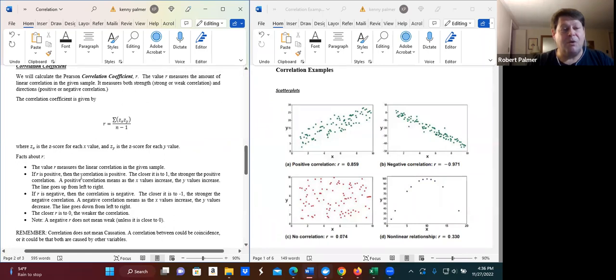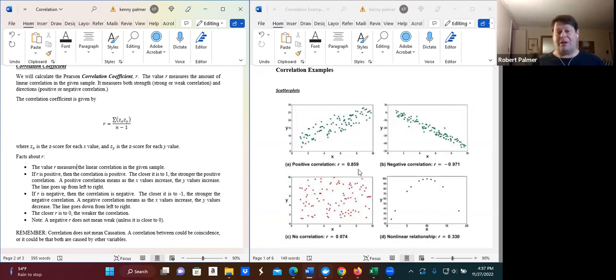If r is positive, then the correlation is positive. The closer it is to 1, the stronger the positive correlation. Positive correlation means as the x values increase, the y values increase. The line goes up from left to right. So that's a good example of this one right over here. In fact, this is its correlation coefficient, 0.859, which is fairly strong. Once again, what this number means is that the closer to 1 you get, the closer all the data are to lying on a straight line.